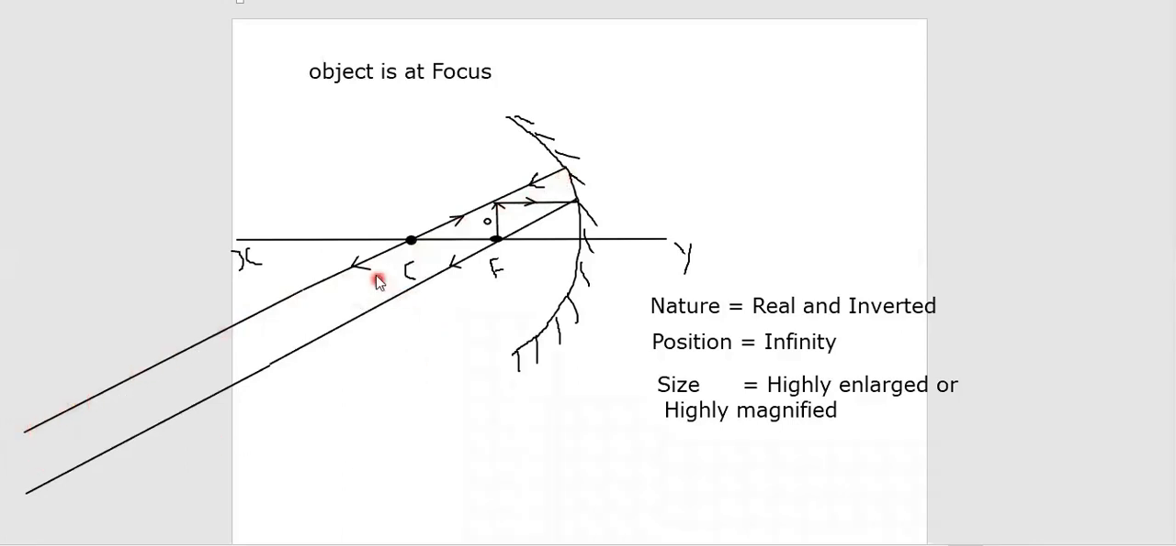So as you all can see, these two are the reflected rays, and these two are parallel with each other. And these two parallel rays will meet at infinity. They will compulsory meet at infinity. Understood? So the nature of the image you will get is real and inverted. Position of the image is at infinity. Size of the image? Highly enlarged or highly magnified, when the object is at focus.